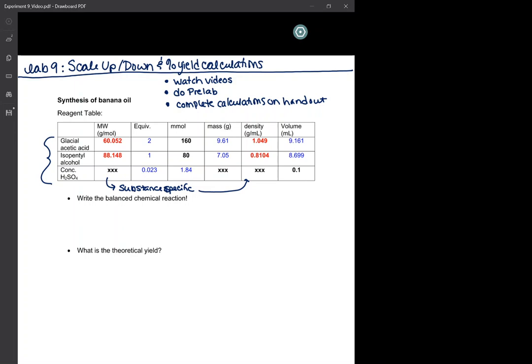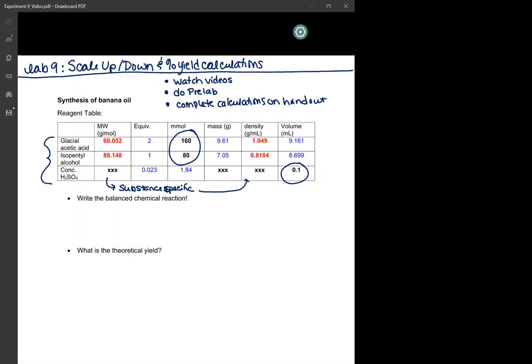In the procedure for your reaction, you're going to be told about the relative amounts of things. So for instance, with the banana oil, you were told the millimole amounts of glacial acetic acid and isopentyl alcohol, and then the volume amount of the concentrated H2SO4. And then you can use the information that you look up about the substance and the information you're given from the procedure to calculate all the other values. Okay.